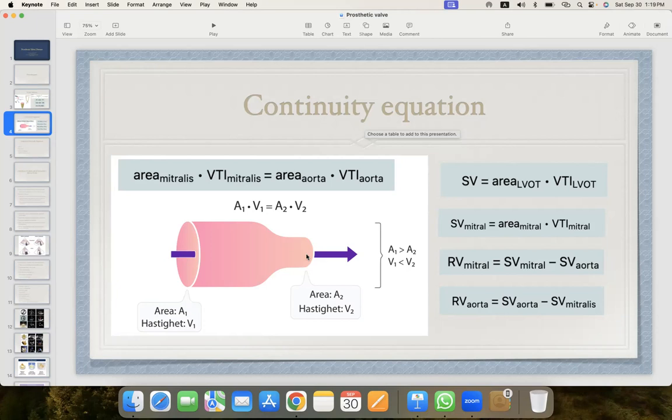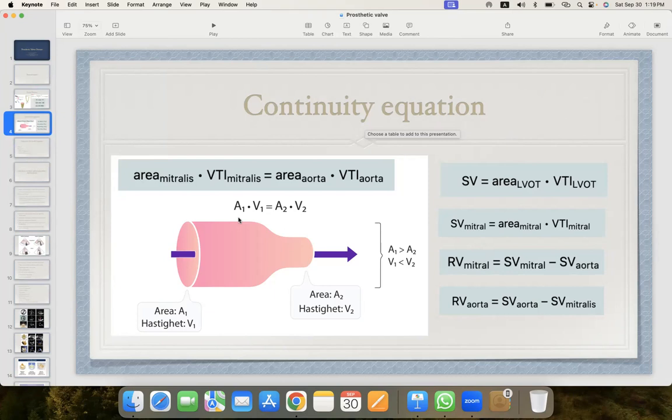The last thing that I want to mention is that if you have a shunt, for example a VSD, it will also affect your calculation. For example, if you want to calculate the mitral valve area and you have a VSD, you cannot do this based on the LVOT or even the RVOT. You cannot calculate it with either. On the other hand, if you have an ASD, you can calculate the mitral valve area based on the LVOT, but you cannot do it based on the RVOT, because if you do the RVOT, basically you're calculating the shunt. And this is how we calculate the shunt.